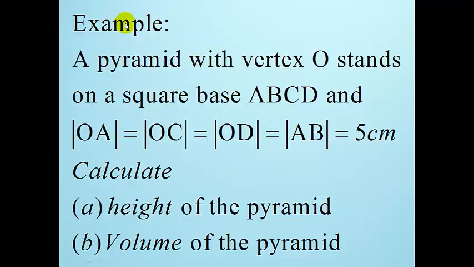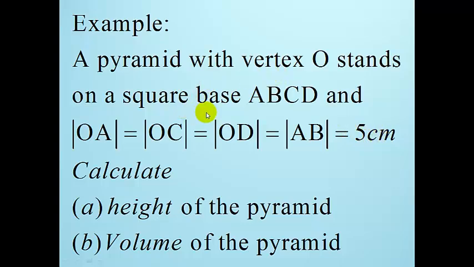Now let's consider this example. A pyramid with vertex O stands on a square base ABCD. So the vertex is O, the base is a square. So we have square ABCD, and OA, that's the distance from O to A, equals OC equals OD equals AB equals 5 centimeters.